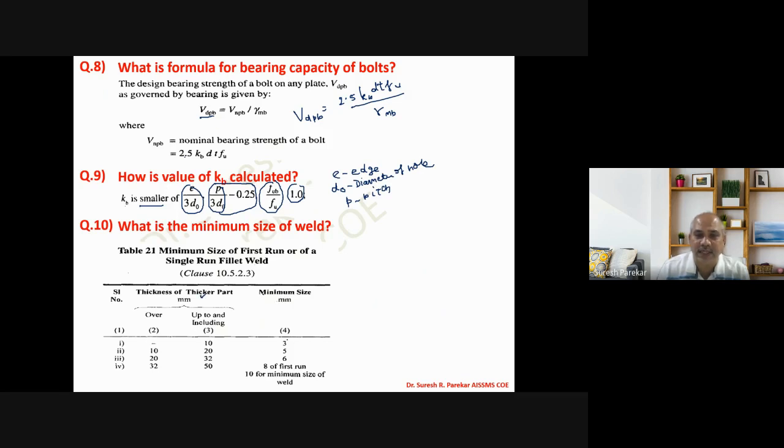But in no case is the minimum size of the weld less than 3 millimeter. So up to 3 millimeter we have 3, then 10 to 20 we have 6, 32 to 50 we have 8, and that is our first run, 10 for minimum size of weld. So these are the minimum sizes of weld.